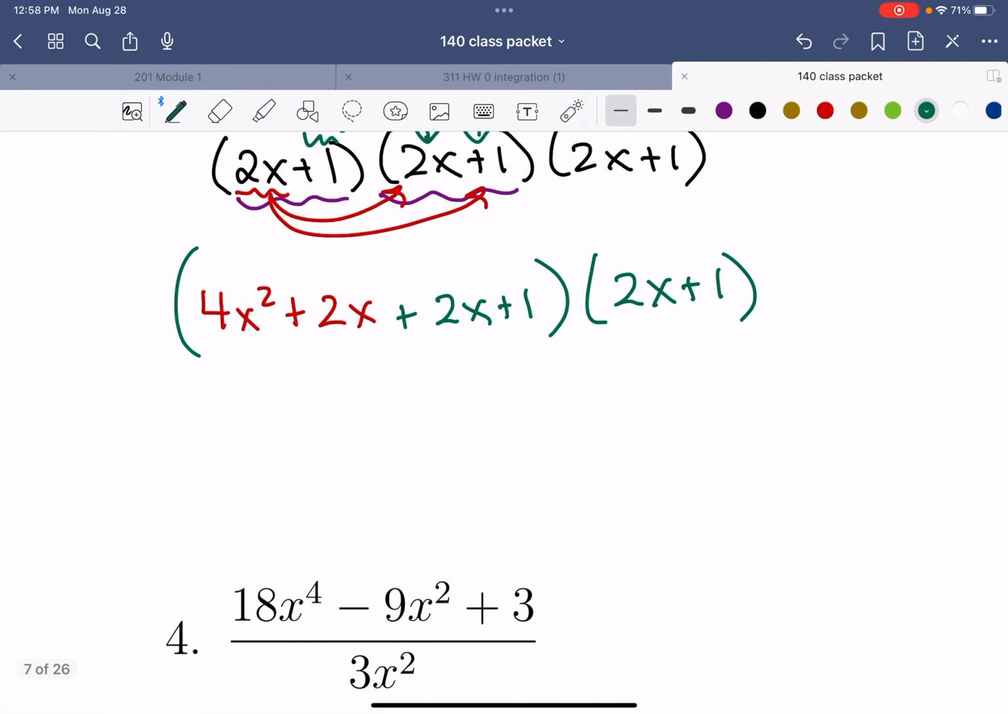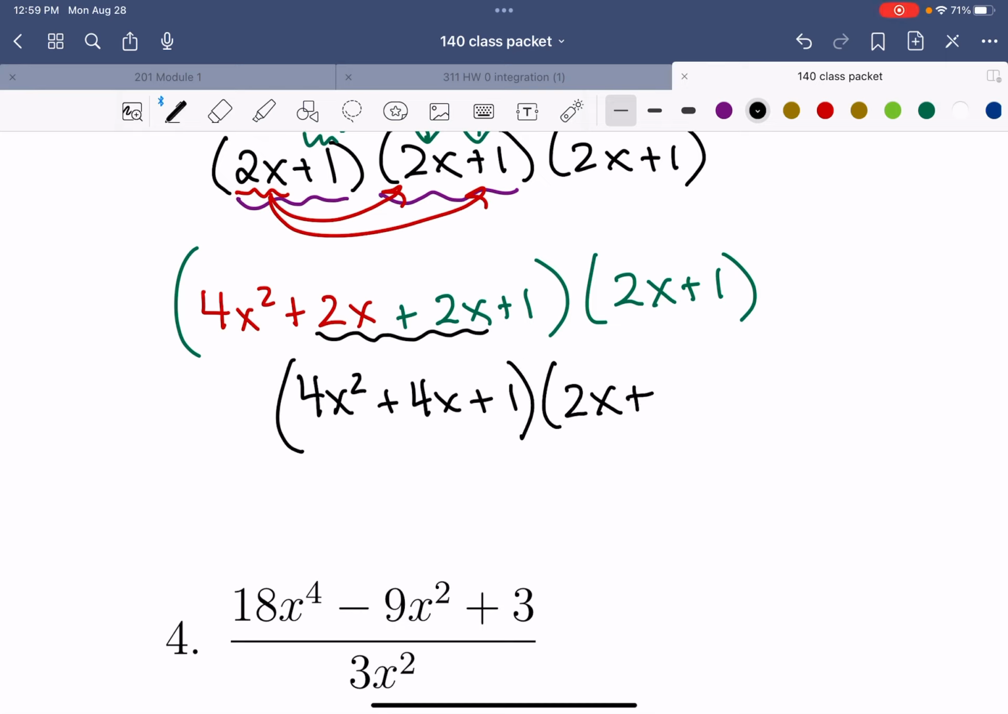Okay, now if we combine like terms, what's in the first parentheses is 4x squared plus 4x plus 1. We're combining these two in the middle and multiplying that by 2x plus 1. Okay. All right, now to get my 6 terms, we take each of these in the first one times each of the terms in the second one.